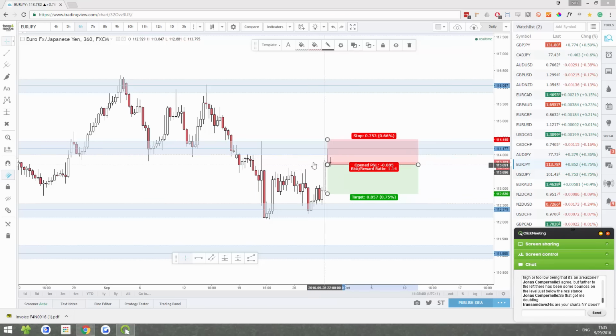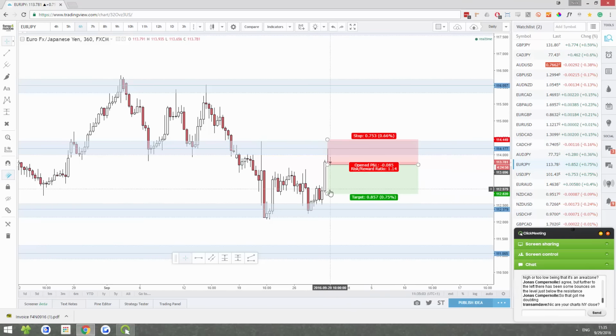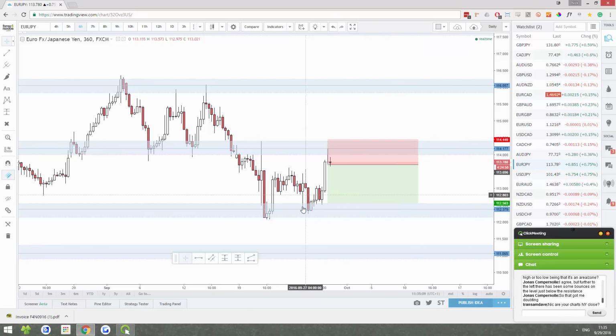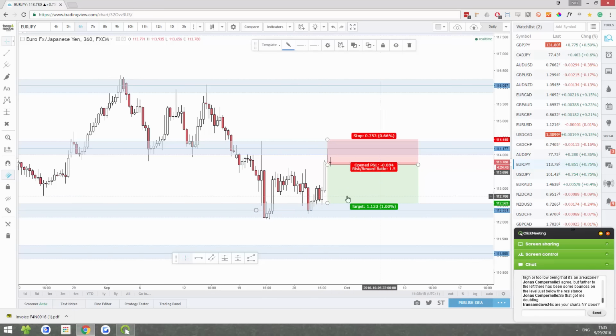So what does that give us? That gives us an entry down here and a stop up there. So for us to get even a 1.5 risk to reward ratio, we're talking about price coming down to the support area. So price needs to reach this support area just to give us 1.5, not even a 2 risk to reward ratio, just the 1.5.